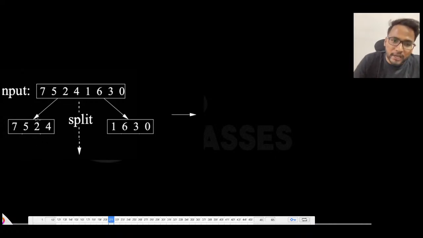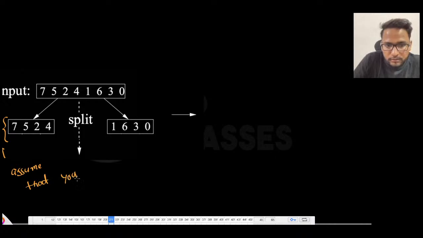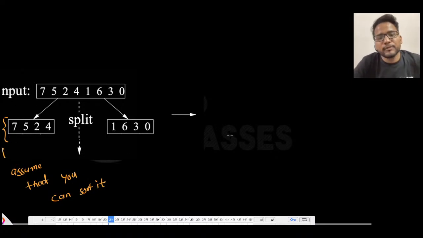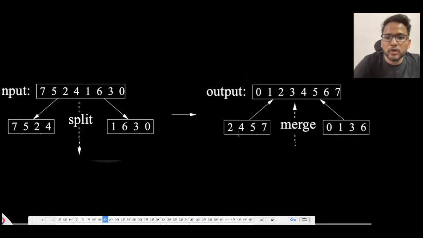What you need to do here is just assume that you can sort it, which means this problem and this problem, let's suppose you can sort them. Then you divide it, and if you can sort it, you will get something like this, and then you need to combine it. This is how we will understand the recursion questions. We can draw the complete tree, but we will not. We will draw just one level.